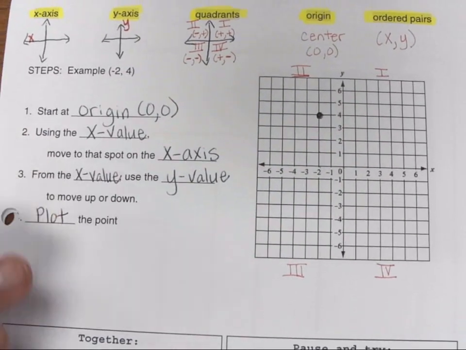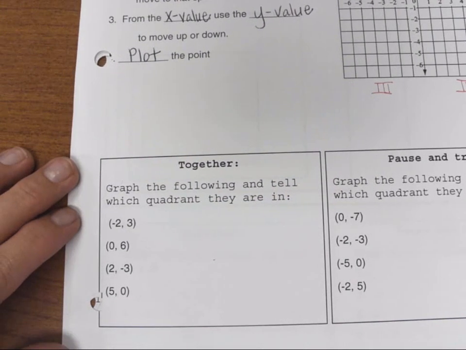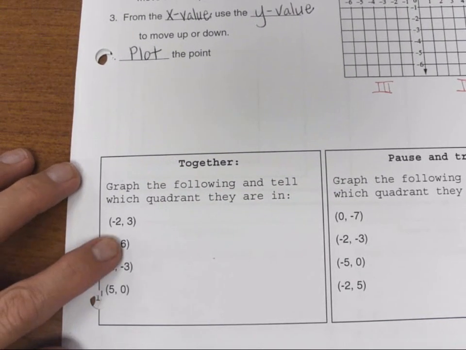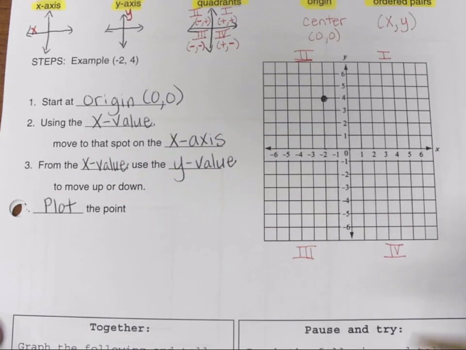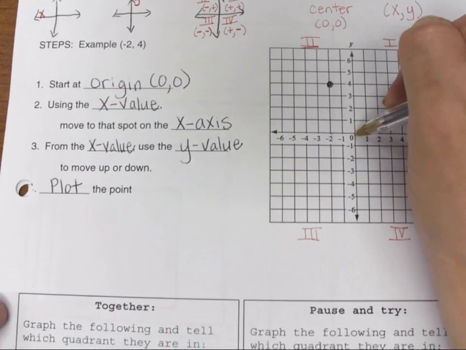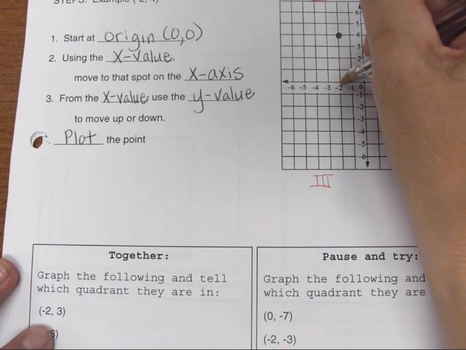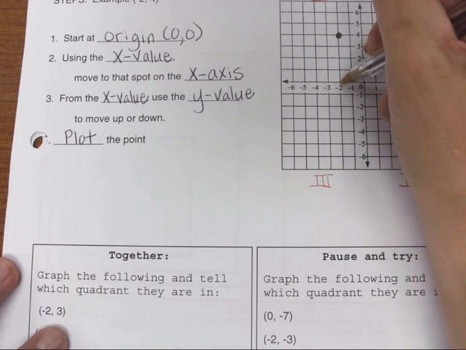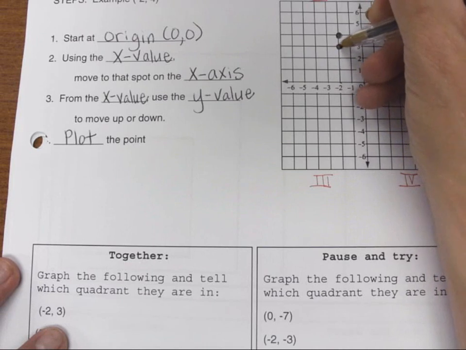All right. Okay, let's try this. Our first given coordinates are -2 and 3. So once again, we start right here at the origin at 0, 0. We hop on the elevator at -2, 1, 2. And we go up the elevator because it's positive 3 places, 1, 2, 3. And we plot the point.